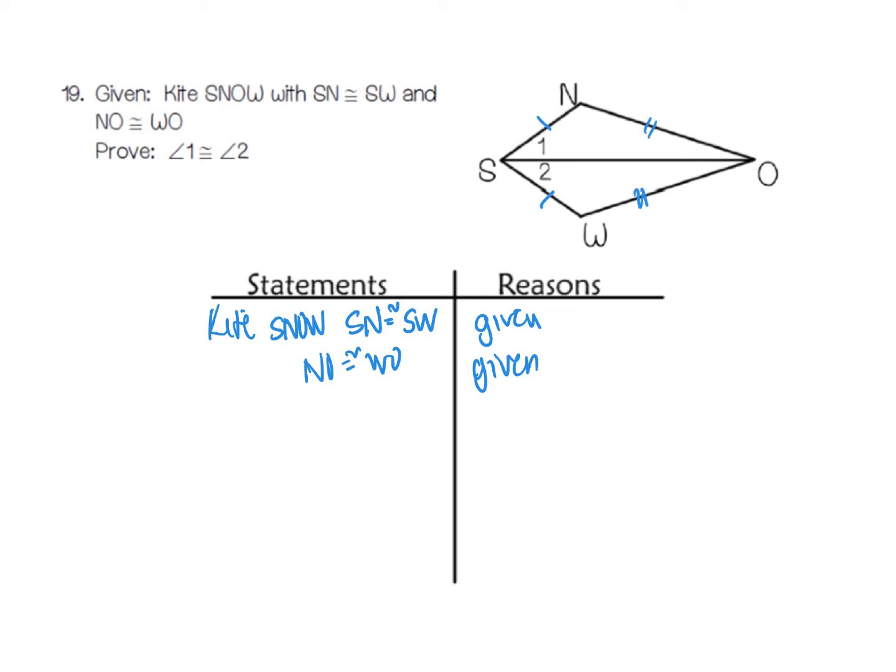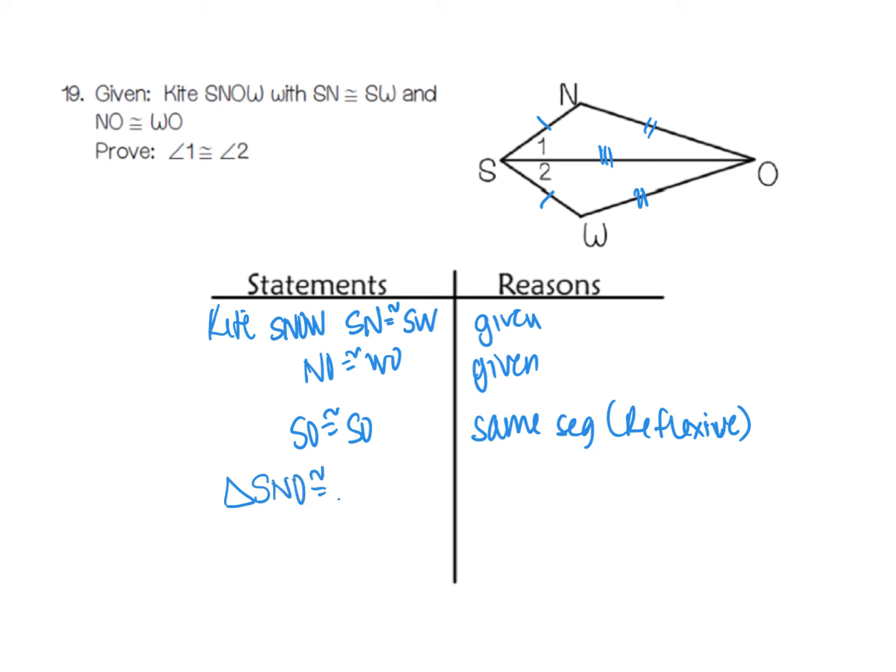Okay, so now I'm trying to create those congruent triangles because I want to show that angle 1 and 2 are congruent. So I can say that SO is congruent to SO because of the same segment or reflexive. Okay, then I have three congruency statements. It's a good combination. So I know that triangle SNO is congruent to triangle SWO by side, side, side. Therefore, angle 1 has to be congruent to angle 2 because of CPCTC.